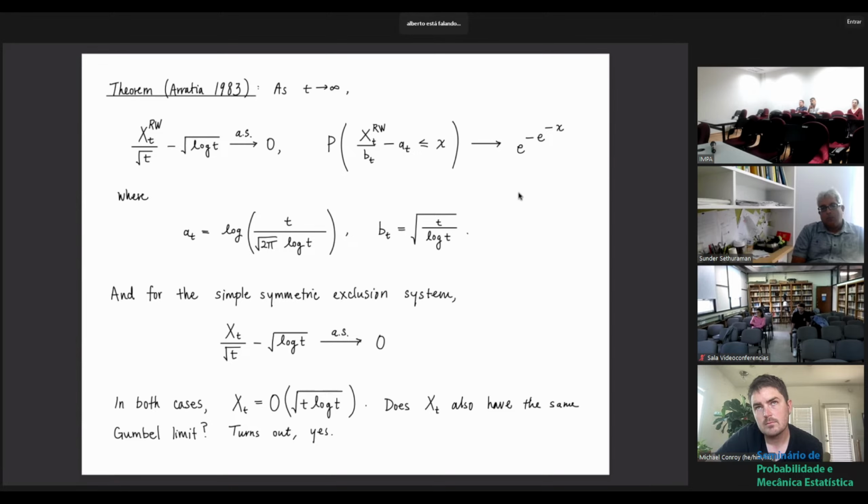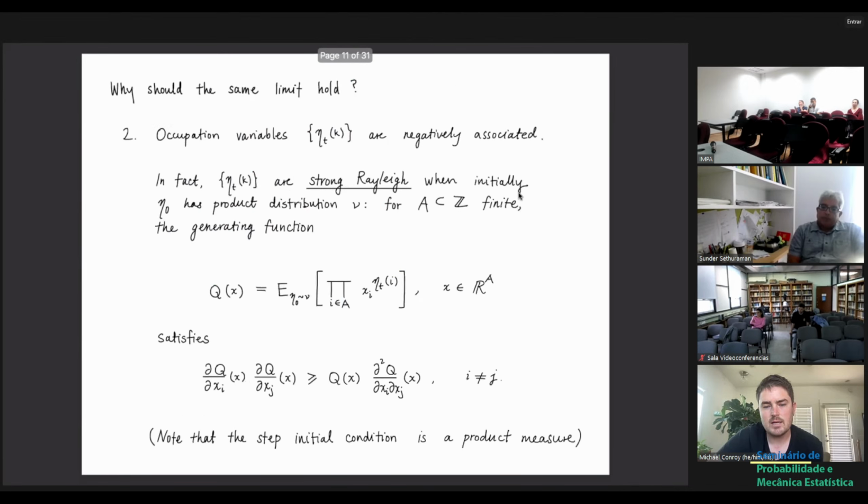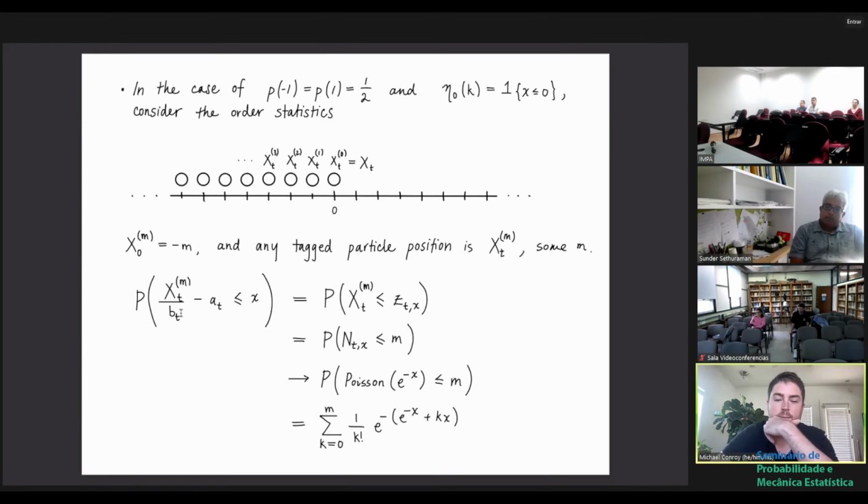I'm trying to understand what's the behavior of the second maximum, the second particle. Yeah, so the second particle has the same scaling as well. And that is also the case in the independent particles. So this result also applies to independent particles, because what we show is just a subset of what we show for the exclusion system for it to apply to the independent particles.